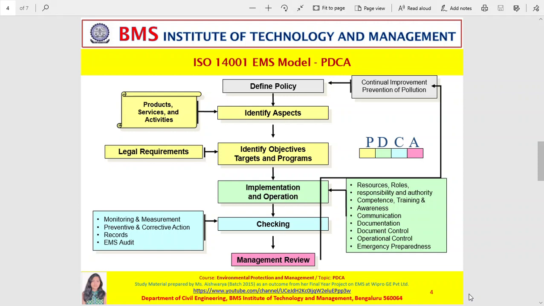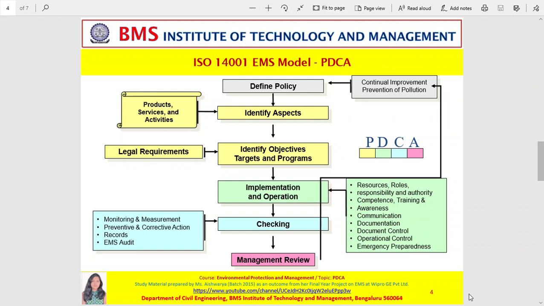With that, we come to the end of the implementation and operation. The next element is monitoring and measurement, or the Check of the PDCA cycle. Now, this step involves assessing how well you have implemented the EMS into an organization.